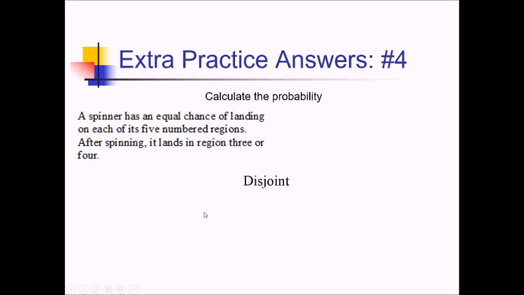So probability of region 3 or 4, let's do probability of region 3 first. Now, the total number of possibilities is going to be 5 because there's 5 numbered regions, so that's our denominator.